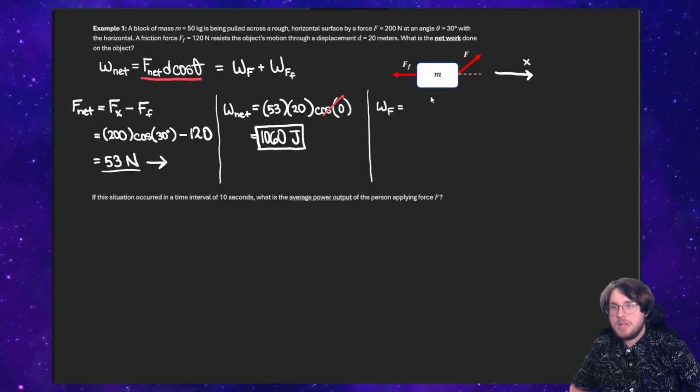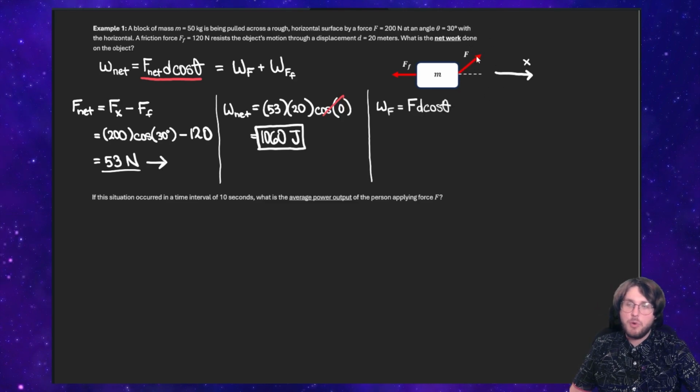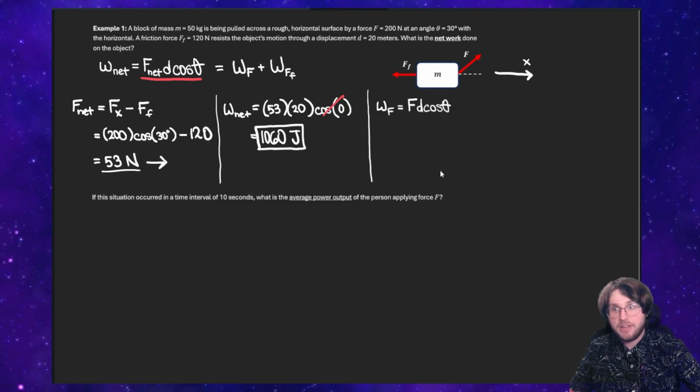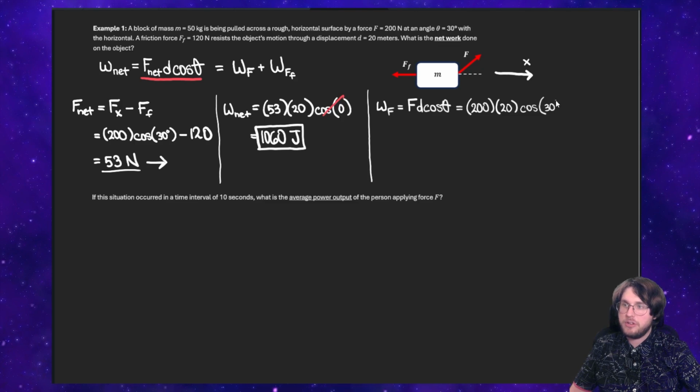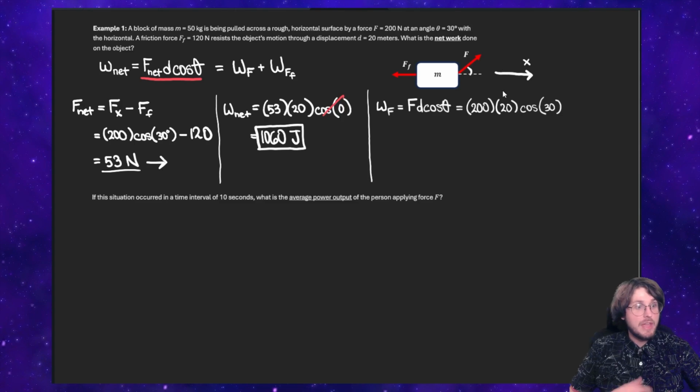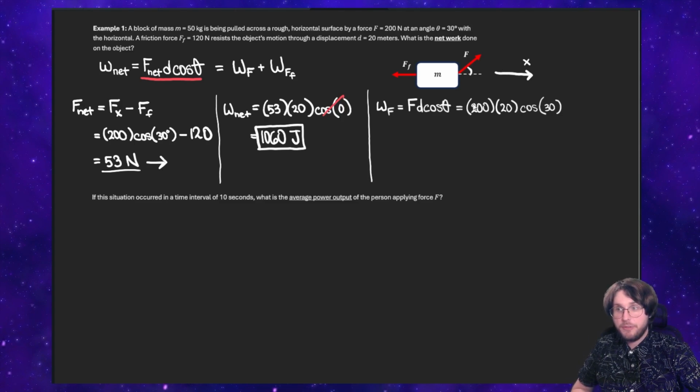So here it's going to be just the force itself times the displacement times the cosine of the angle between that force and the displacement, which again is in the positive x direction. So our force being applied is 200 newtons. The distance that we're moving through is still 20 meters, nothing changed. And the angle between the two here is 30 degrees. So we're going 30 right there. And again, it's because we are looking for the angle between those two vectors specifically here.